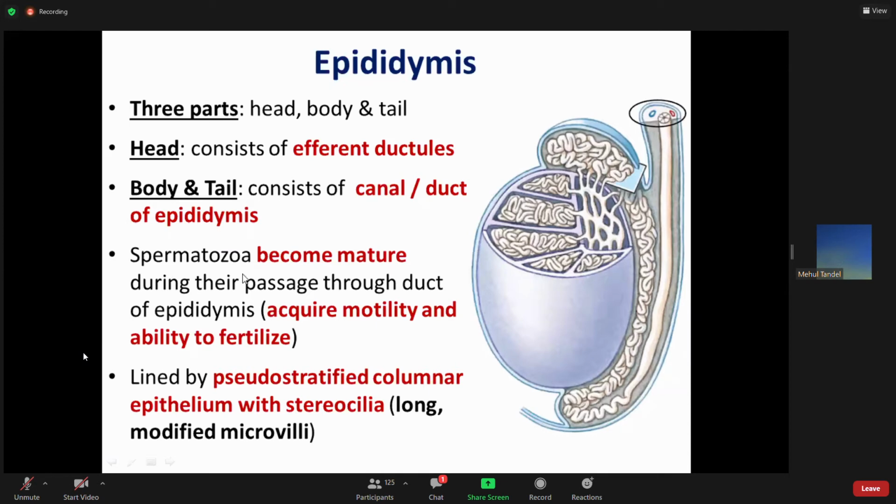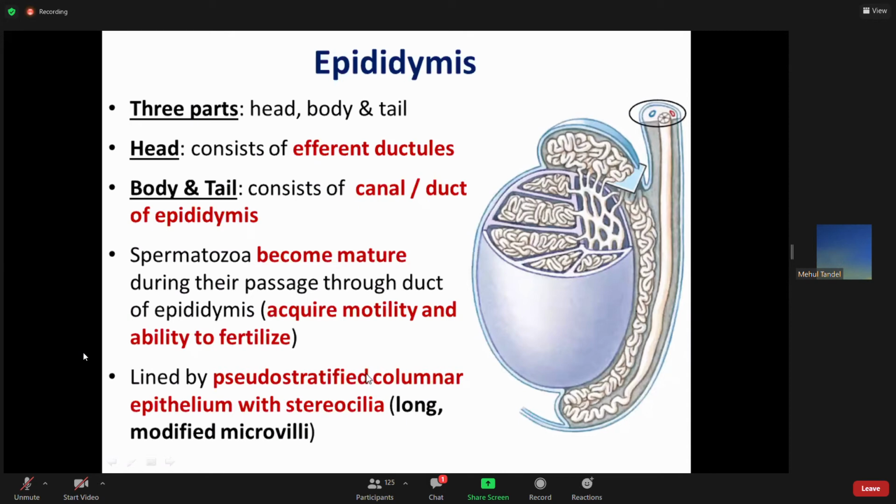What is the function of the epididymis? Here the spermatozoa become mature during their passage through the duct of the epididymis. Here they acquire motility and become able to fertilize. So that is the main function of the epididymis: maturation of spermatozoa.